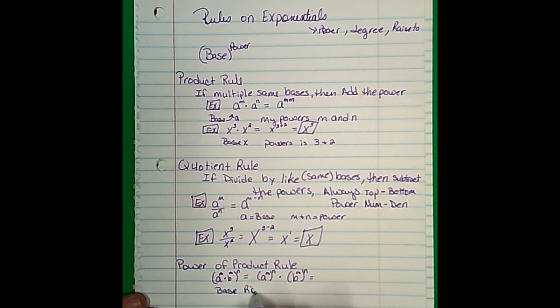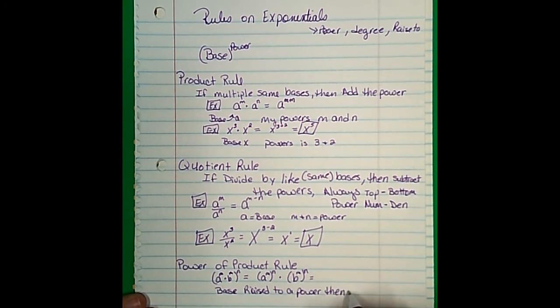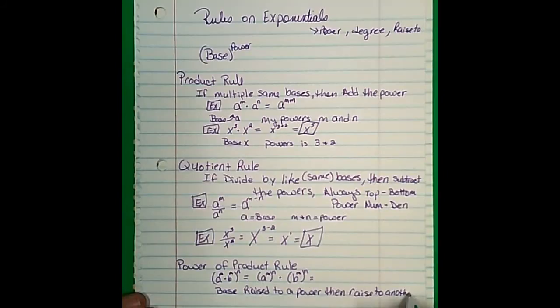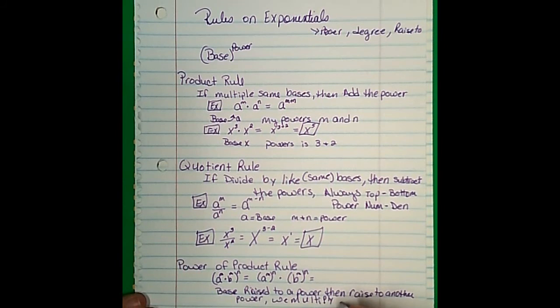raised to a power, then raised to another power, we multiply the bases. Or, excuse me, we multiply the powers. So, I'm going to have a raised to m times n, times b raised to m times n.